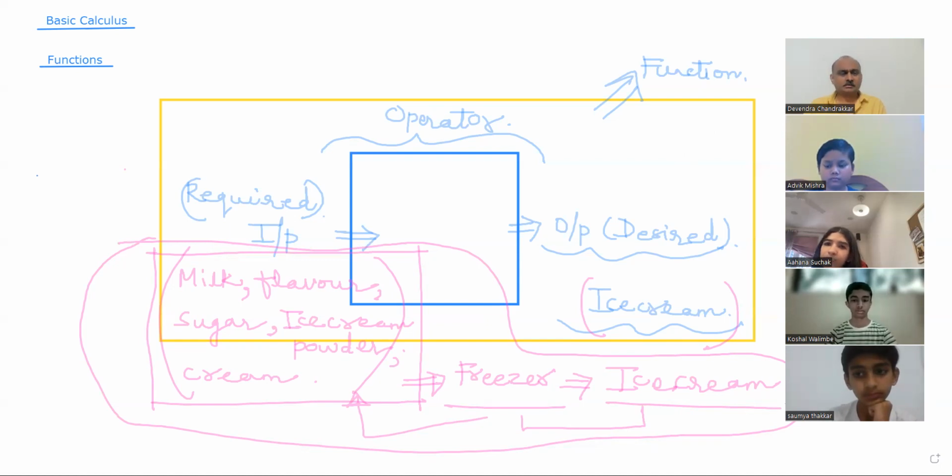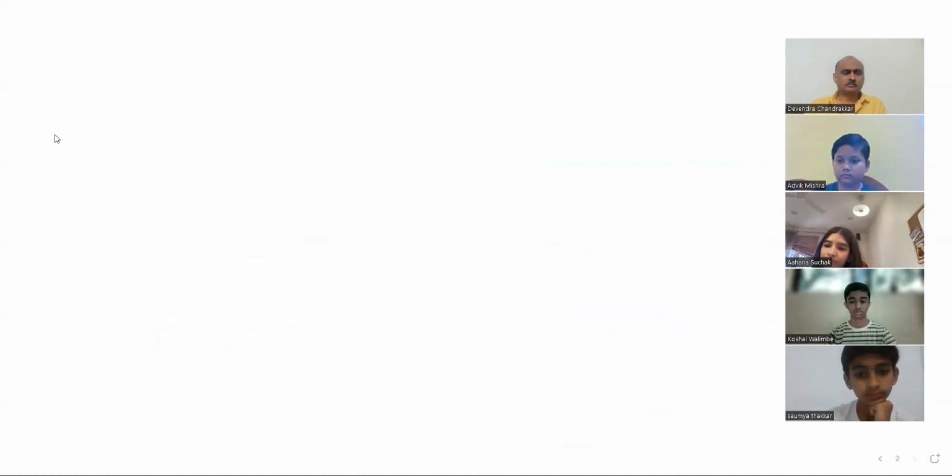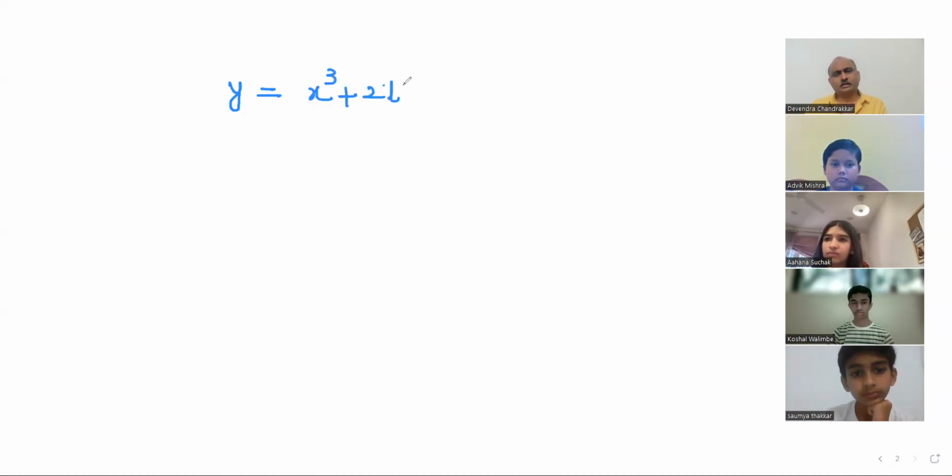So in maths we have this function here also. So this is y is equal to, let's say there is a function called x cube plus 2t plus 3. So these values, these are x and t. We give the values of x and t here and we get the values of y.